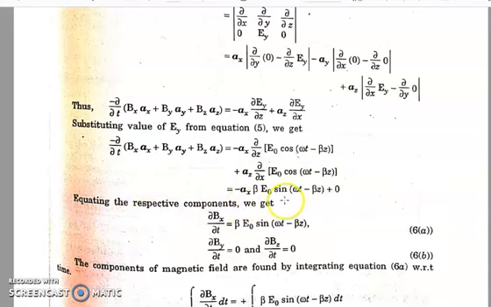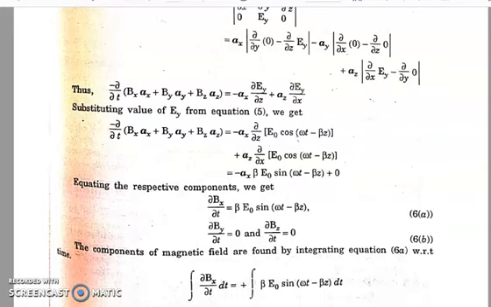Now equating both sides, here is the ax unit vector, and here also the ax unit vector, we are representing it as curly Bx by curly t. It is equal to beta E naught sine of omega t minus beta z. The negative signs are cancelled out with each other, and curly By by curly t is equal to 0 and curly Bz by curly t is again equal to 0.